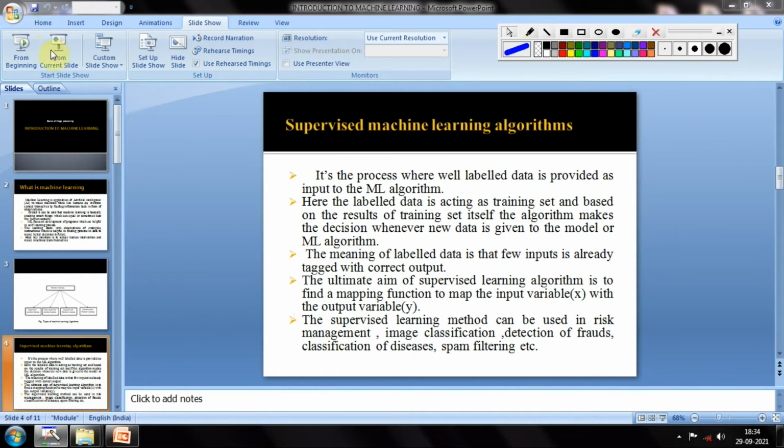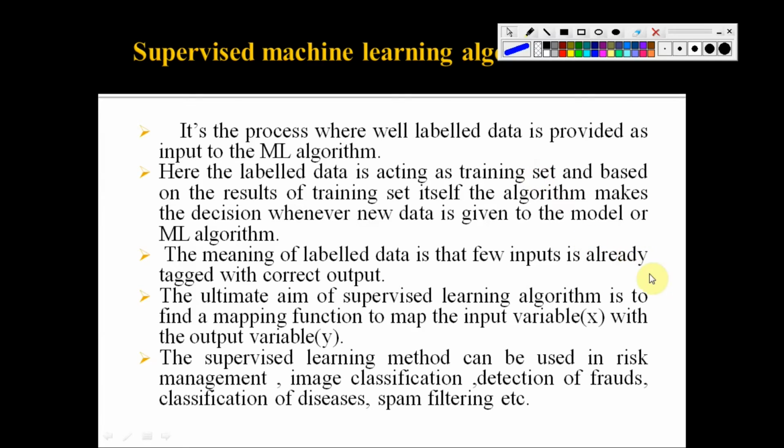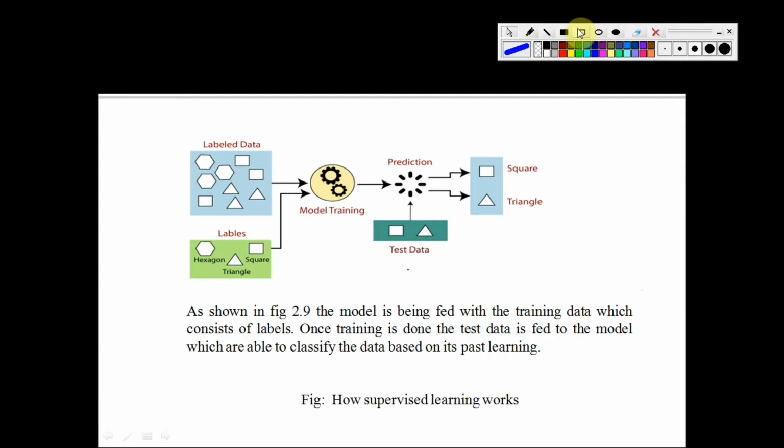Okay, no problem, guys. Now let us move ahead. This is the example for supervised machine learning, and you can see here we will be getting labeled data. And here we have labels. This is hexagon, this is triangle, and this is square. Now model training will be given and prediction will be done here. Here test data is given, square and triangle.